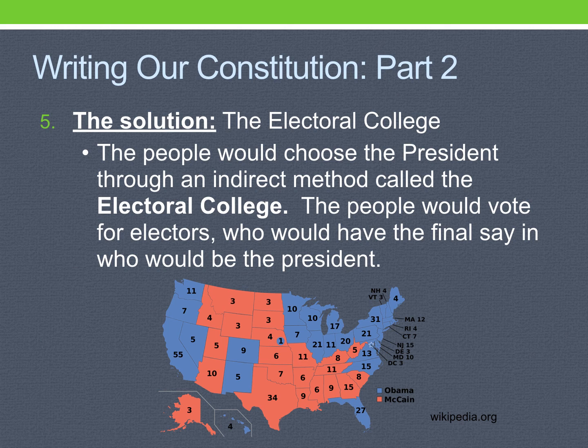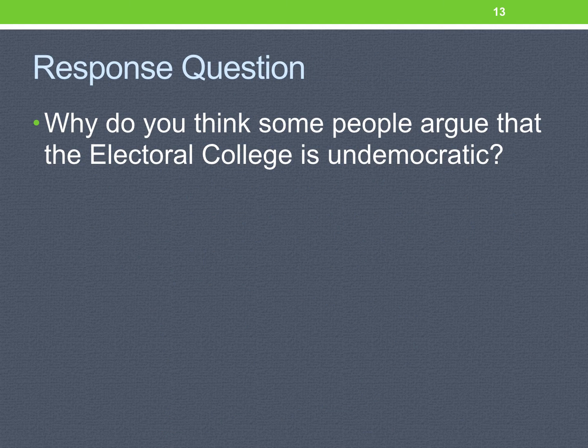So, response question for part 2. Why do you think some people argue that the Electoral College is undemocratic? Remember, we're talking about democratic. We're talking about the ability of the people to make decisions through voting, right? Electing their leaders. So if democracy means voting and electing your leaders, why do some people argue that the Electoral College is undemocratic? Make sure you write the response question in the box and type up your response.